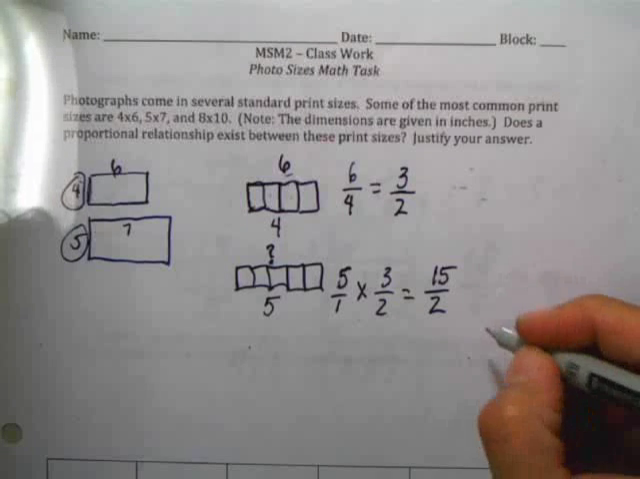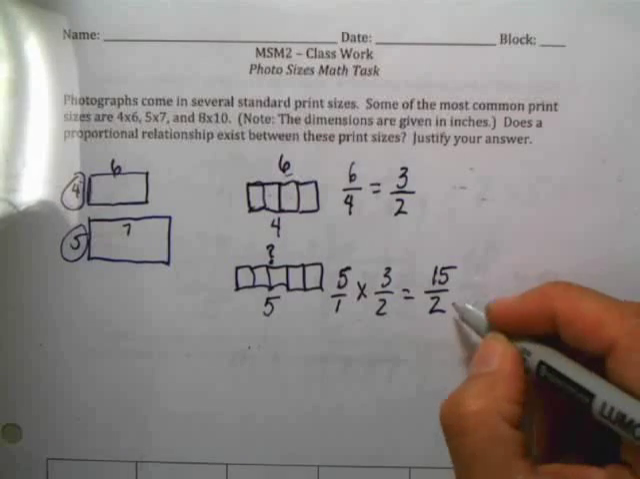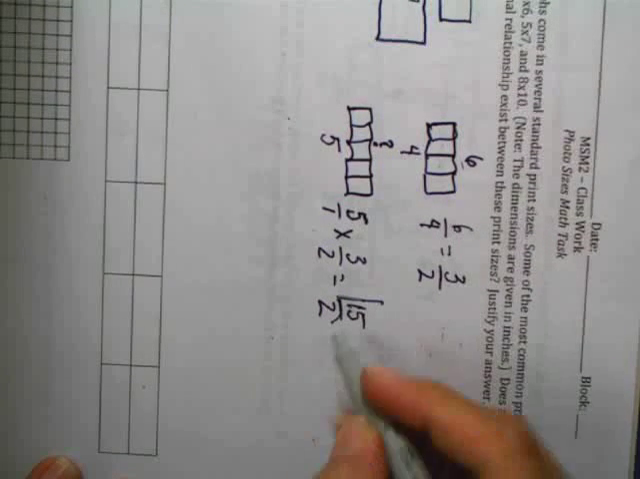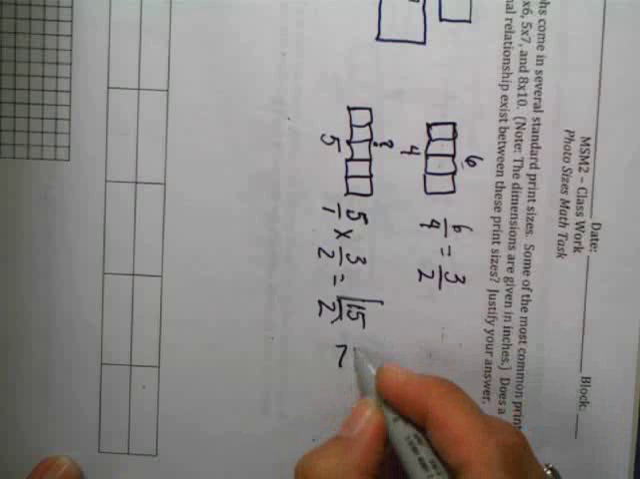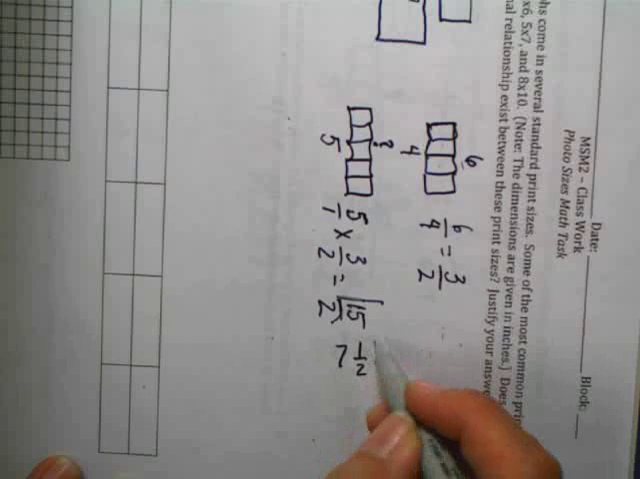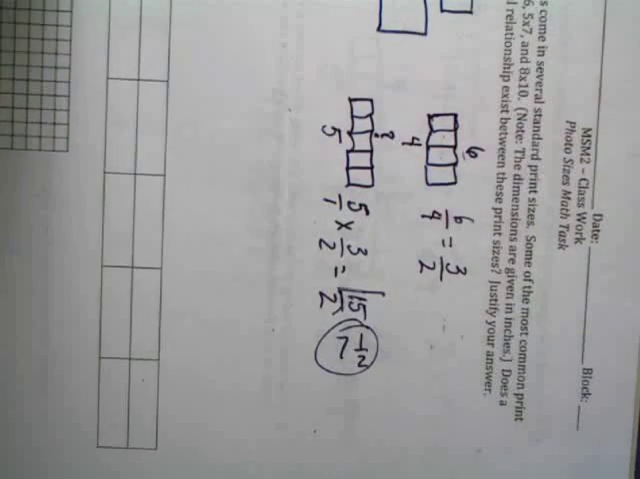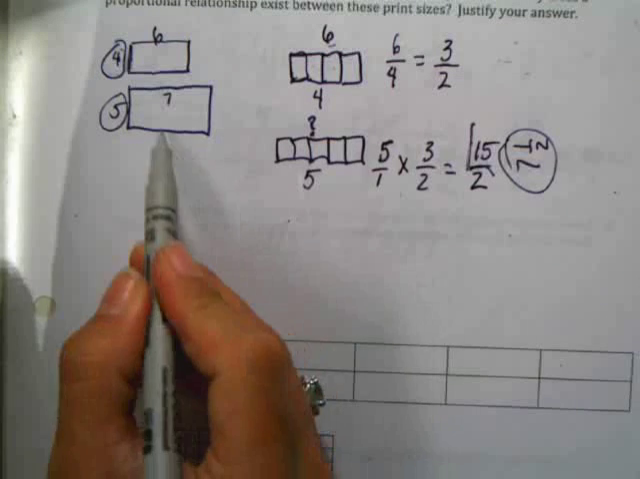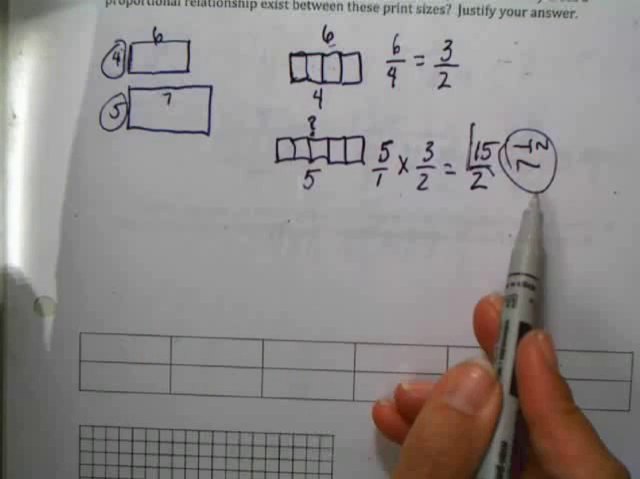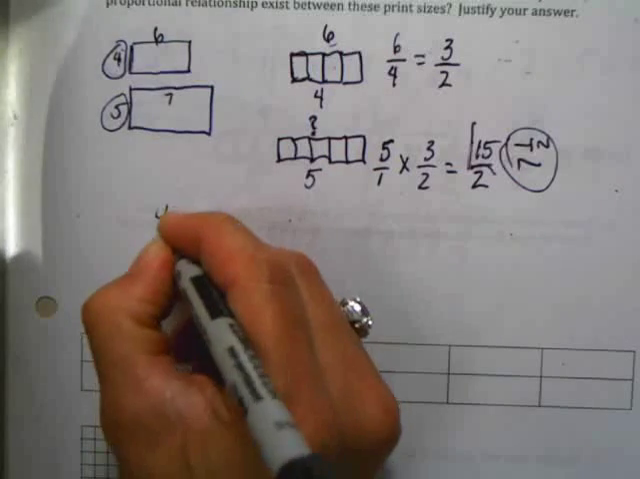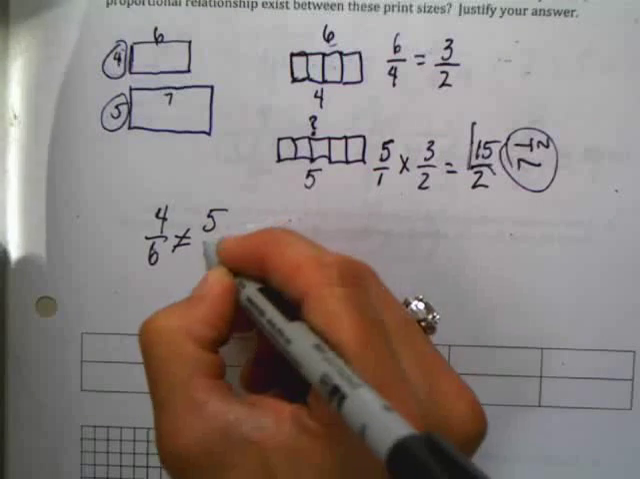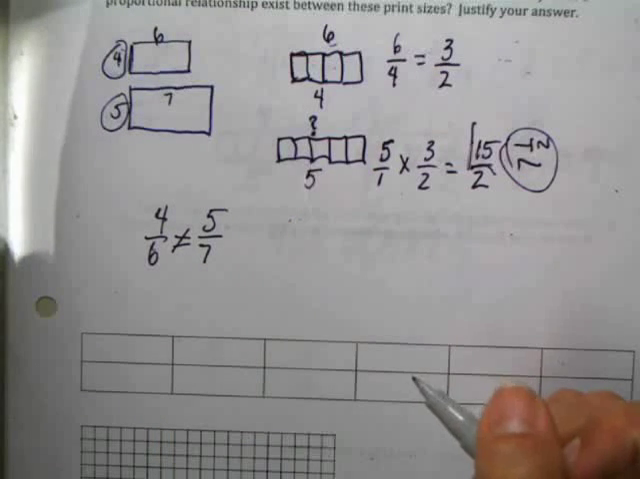Well, if I change this back into a mixed number, let's just turn this on its side and do the division. Ta-da! We're going to come up with 7 and 1 left over, so it's going to be 7 1/2. Whoa, wait a second. They told us that the proportional photograph was 5 by 7, not 5 by 7 1/2. So therefore, a 4 by 6 photo is not proportional to a 5 by 7 photo.